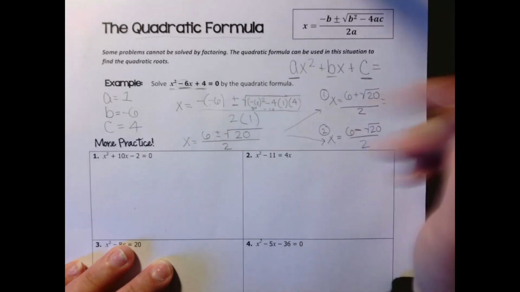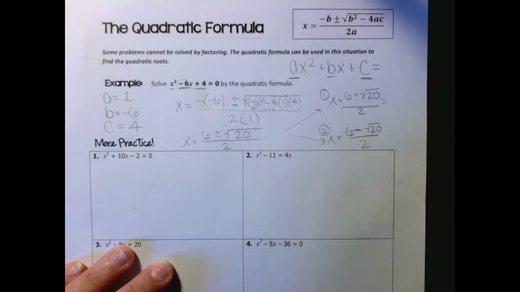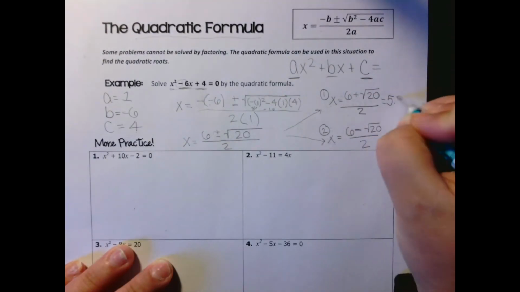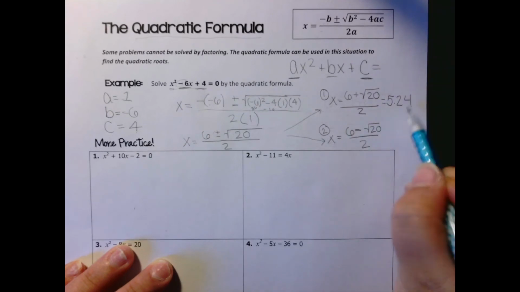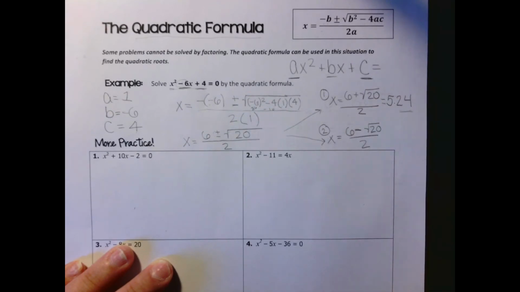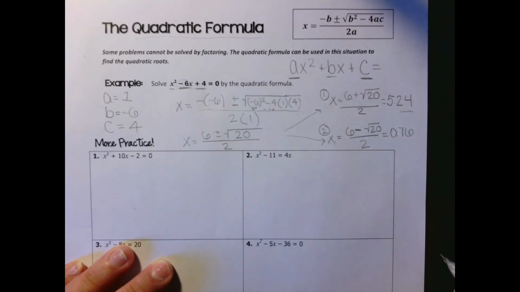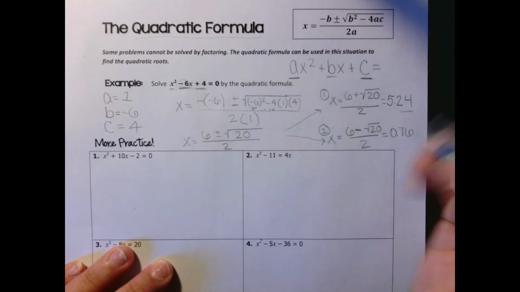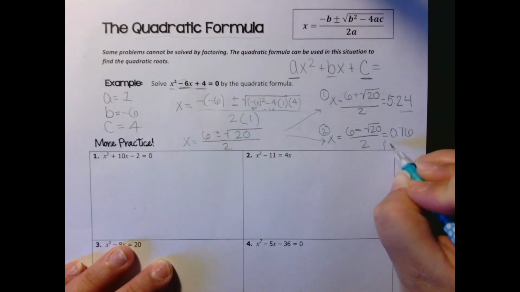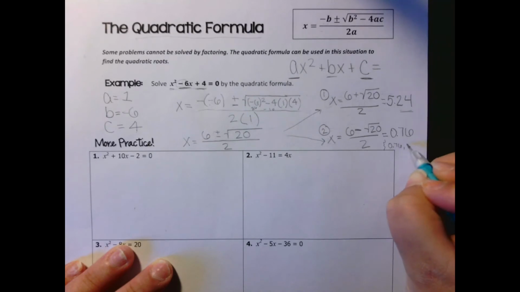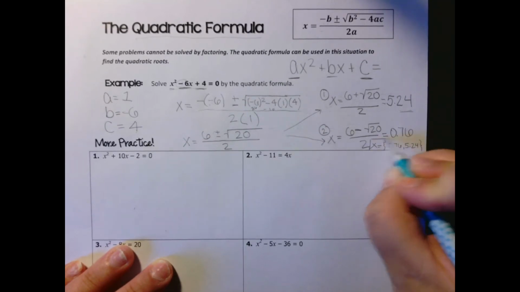So when I plug the first one in, I'm going to get 5.24. And you guys are going to get decimals, so I want you to round to 2 decimal places, the nearest hundredth. And then plugging in 6 minus square root of 20 divided by 2, I get 0.76. And then you want to write your answer inside the brackets. I've run out of room here, so I'm going to squeeze them in here. 0.76 comma 5.24. And that's what x equals, so that will be your answer there.